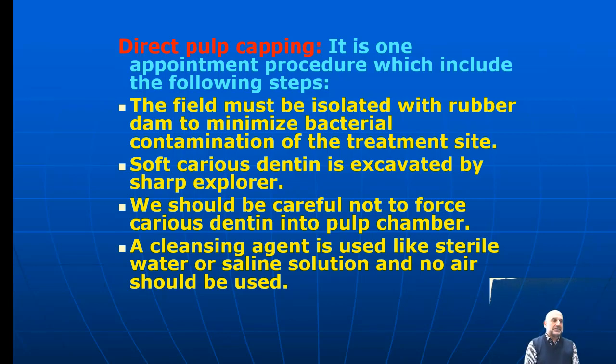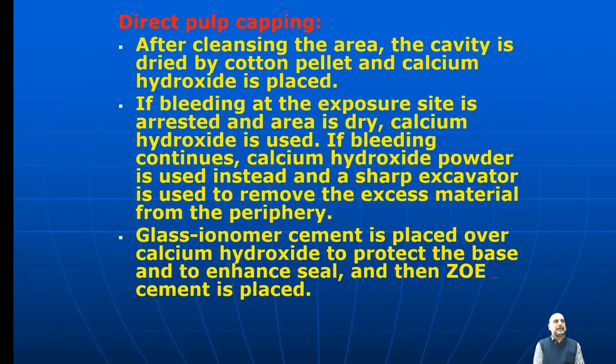A cleaning agent like sterile water or saline solution is used, and no air should be used. Don't introduce air bubbles inside the dentine near the pulp, or push air inside the pulp chamber, as this may increase sensitivity or cause degeneration of the pulp. After cleansing the area, the cavity is dried by a cotton pellet and calcium hydroxide is placed. This is for direct pulp capping.